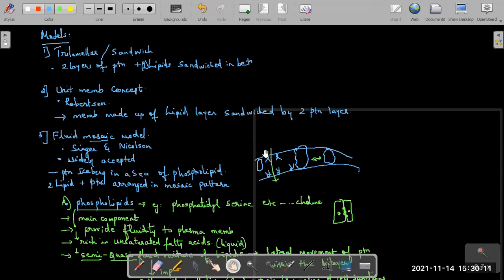Now let's come to the cell wall. The cell membrane is nothing but the plasma membrane. Please keep in mind, when we discuss cell membranes, these are plasma membranes. Now let's come to the cell wall.